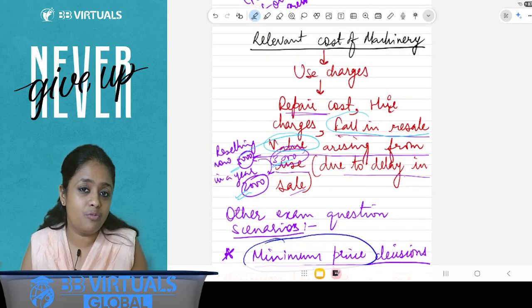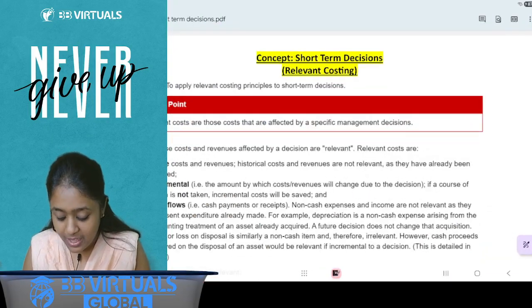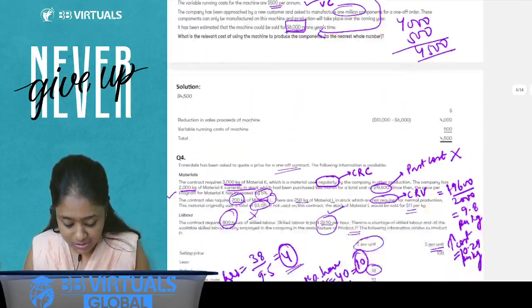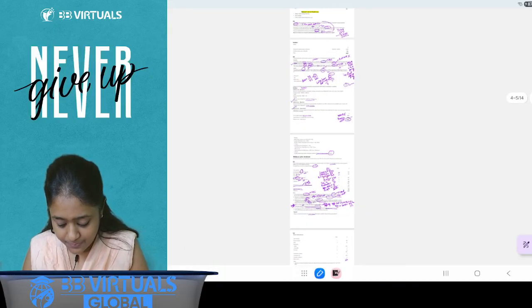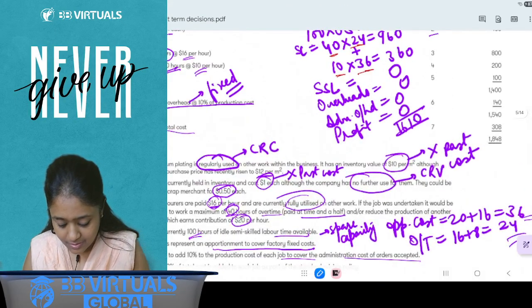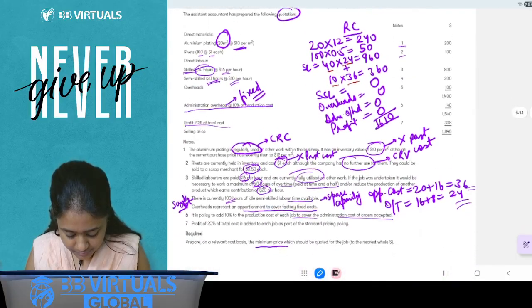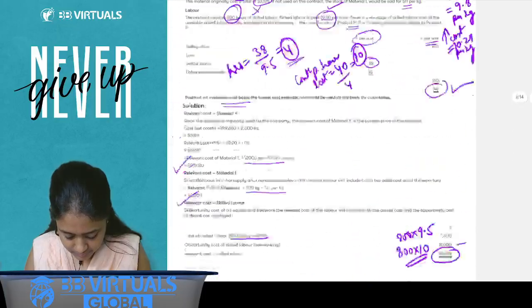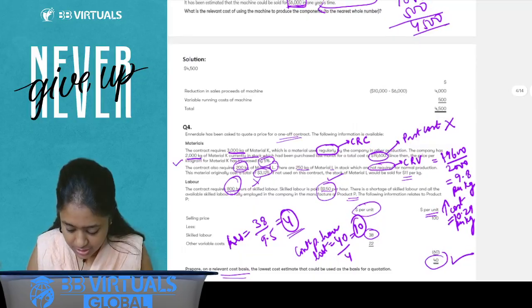Clear? I'll look at more exam scenarios, but why don't we have one question discussion where we will look into the relevant costing discussion so that we are clear with the concept that we have covered. Okay, let's do it here. Okay, so I'll take up this very interesting question, and let's discuss it here.